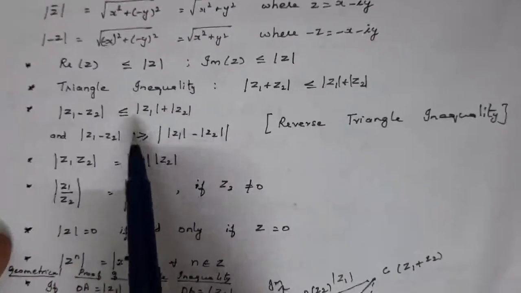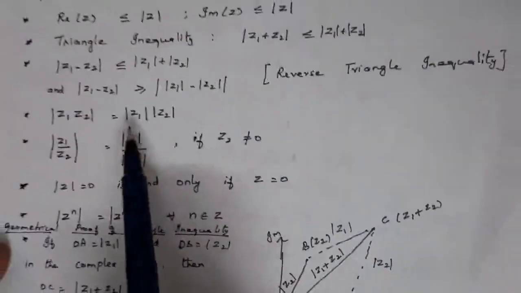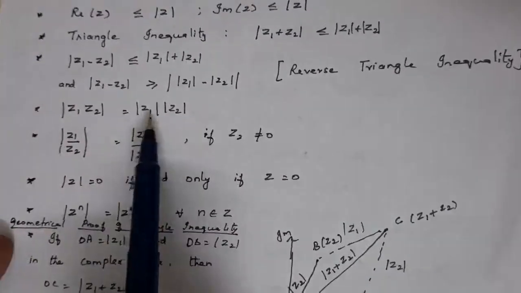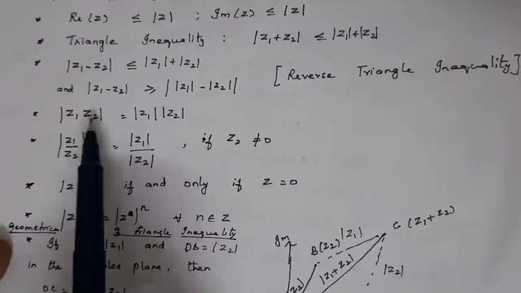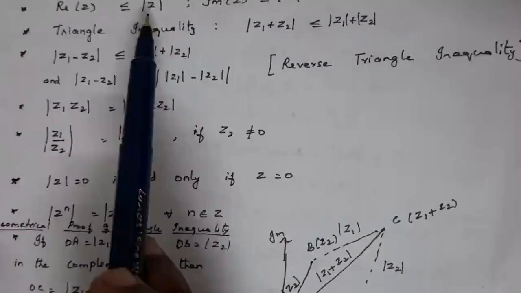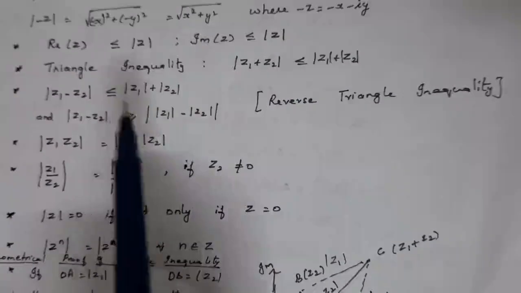We will see the proof later, after reading the remaining properties. Then modulus of z1 z2 is equal to modulus of z1 into modulus of z2. In multiplication, no inequality comes. It will be exactly equal. But in addition and subtraction, they are not equal. Inequalities are used there.